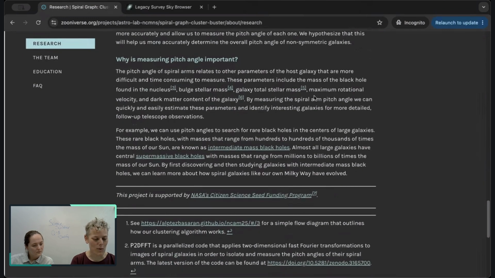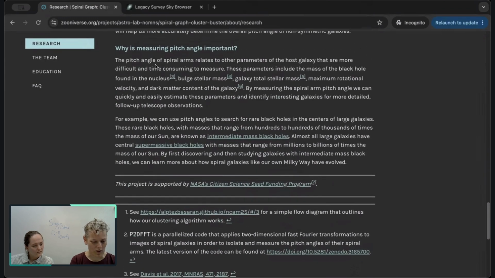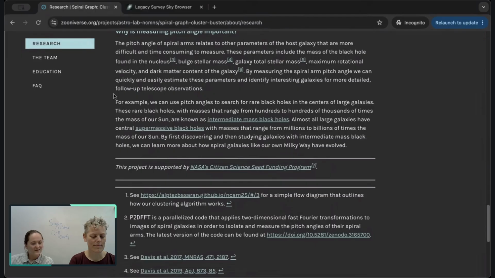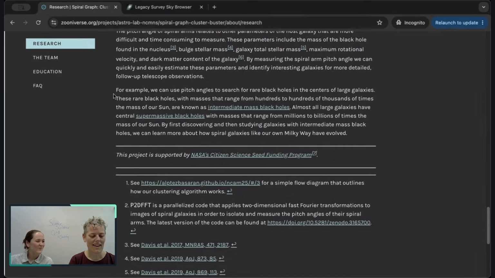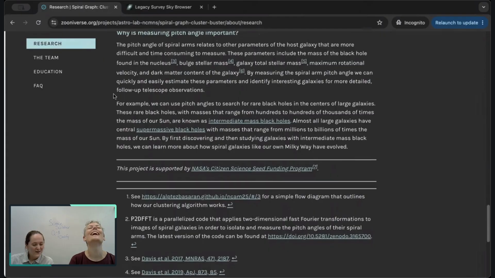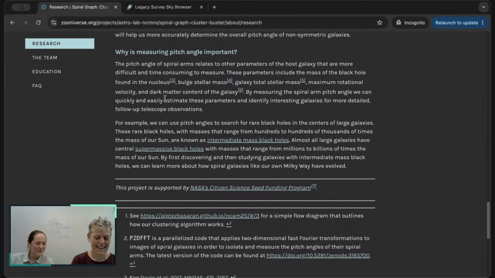Okay, again, haven't told us why we care. Pitch angle of spiral arms relates to other parameters more difficult and time-consuming to measure. Mass of the black hole found in the nucleus, bulge stellar mass, galaxy total stellar mass, maximum rotational velocity, and dark matter content of the galaxy. Yeah, important things. But why are those things important? All they've said is it's a proxy measure for all of these other things, but they still haven't told us why those other things are useful or interesting to know, other than it allows them to identify interesting galaxies so that they can look at them more closely.